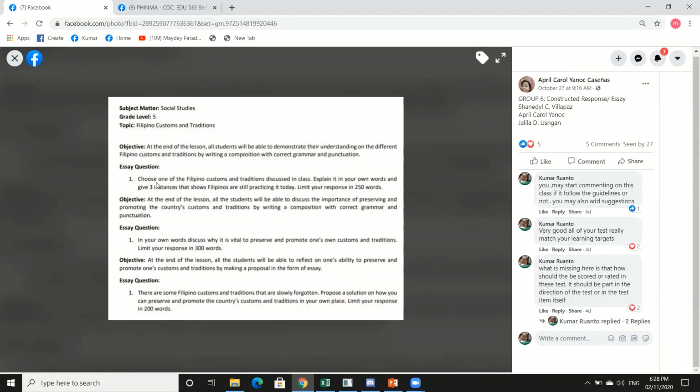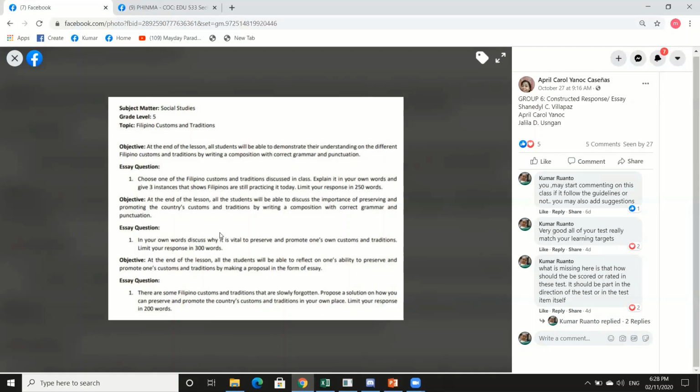Okay, this is very good, no? Because the essay questions or the constructed response questions should guide your students on what to respond and how to respond. So explain it in your own words, that's how to respond. Then limit your response to 250 words. Okay, so there's a guide. The only thing that is missing here is that they forgot to show how the student should be rated or scored. So you should always write the basis of scoring when you are going to write an essay item test.